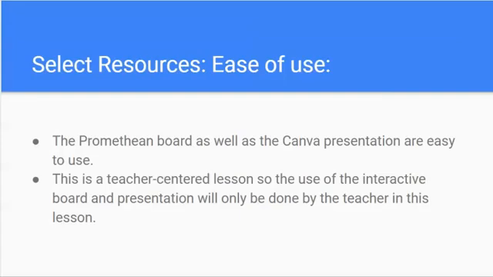Ease of use. The Promethean board as well as the Canva presentation are pretty easy to use. They do require some type of training when the student is going to use them. In this case, it is a teacher-centered lesson, so the use of the interactive board and presentation will only be done by the teacher during this particular lesson.